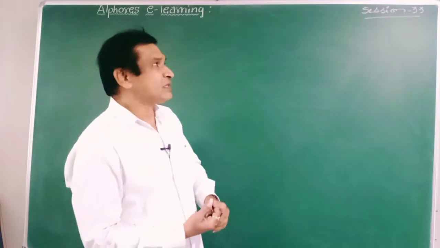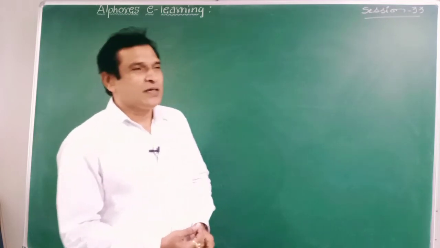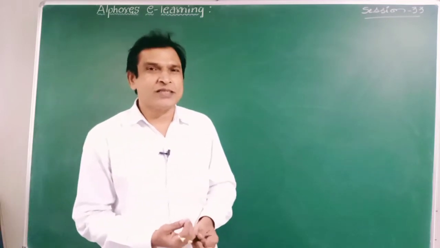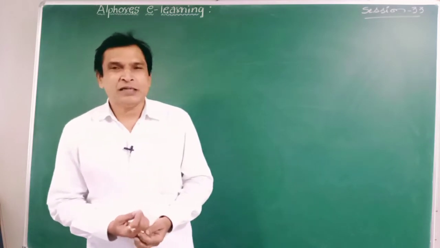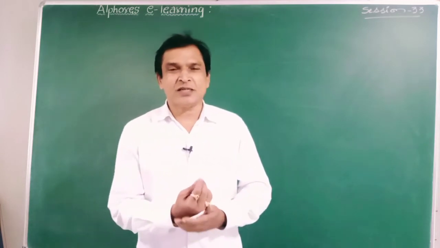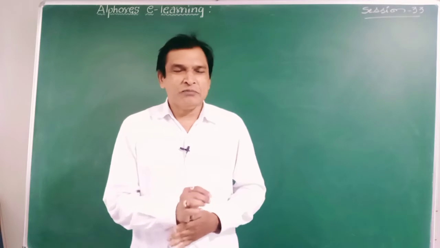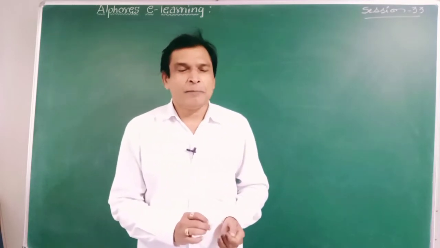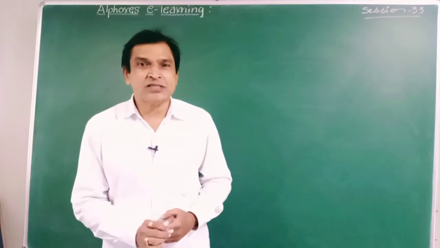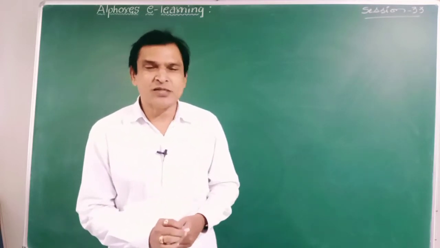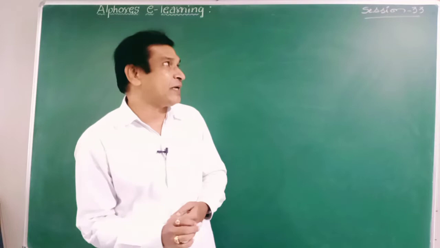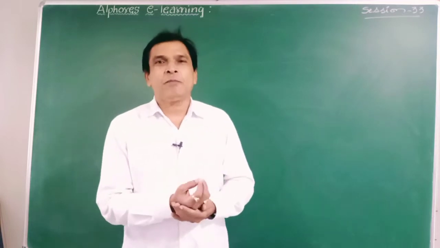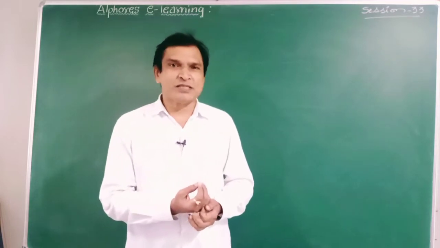Today, session 33. In the last session, 32, we completed the Aufbau principle, that is, Aufbau's diagram. That covered the energy levels of the atomic orbitals and how to discriminate their energies, and we explained the Aufbau principle based on the n plus l values.